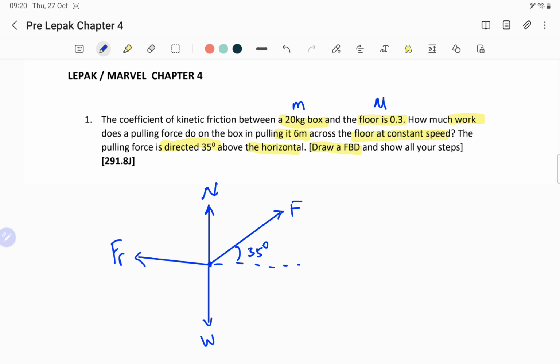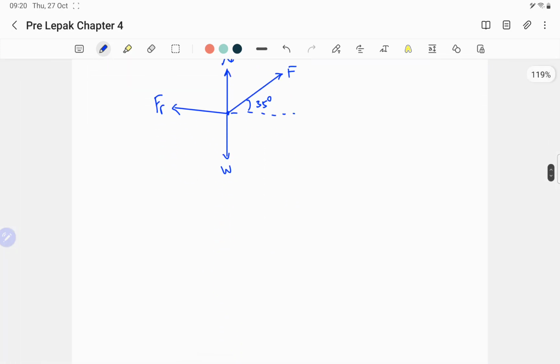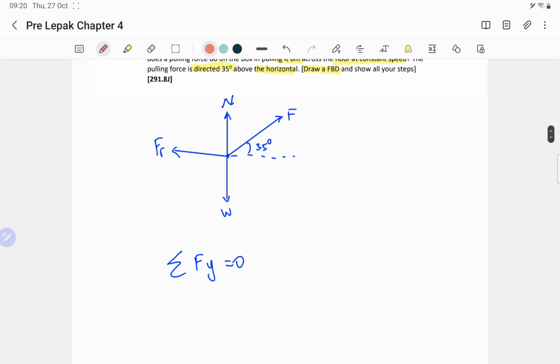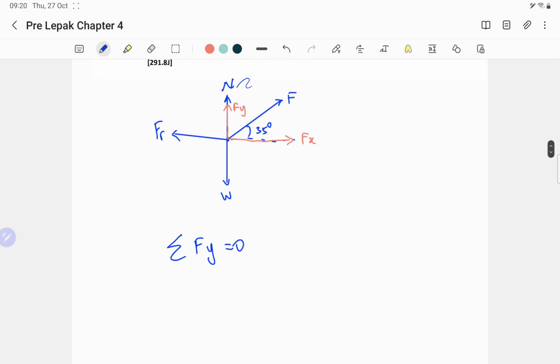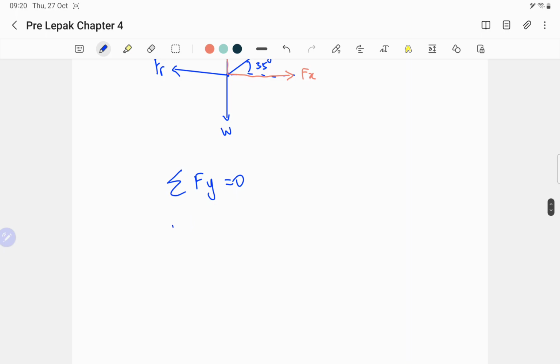So once you have done with the FBD, we can move on to look at the solution. First we look into the vertical component. Total Fy force will be equivalent to 0, because the object is not being lifted. The force you can resolve into two components, Fx and Fy. For the vertical component, on the y-axis positive you have N and Fy, and below you have weight. So N plus Fy component minus weight will be equivalent to 0.